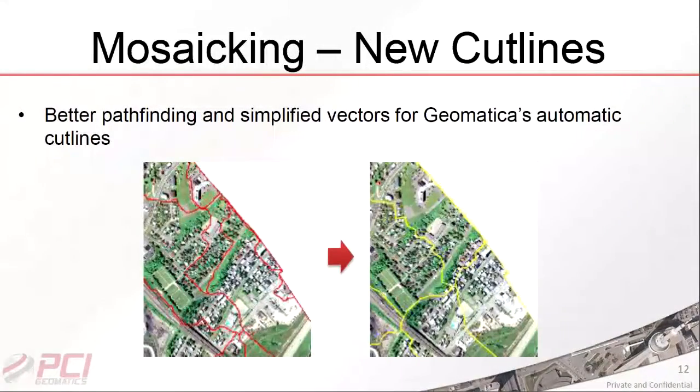As I mentioned, also the cut lines, we have improved pathfinding, and the simplification and the smoother, shorter cut lines reduce your quality assurance, quality control time, makes errors easier to identify and easier to correct.